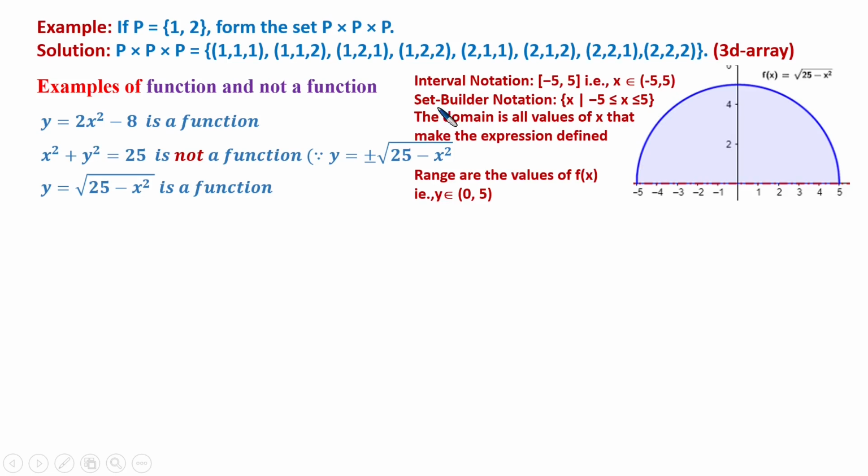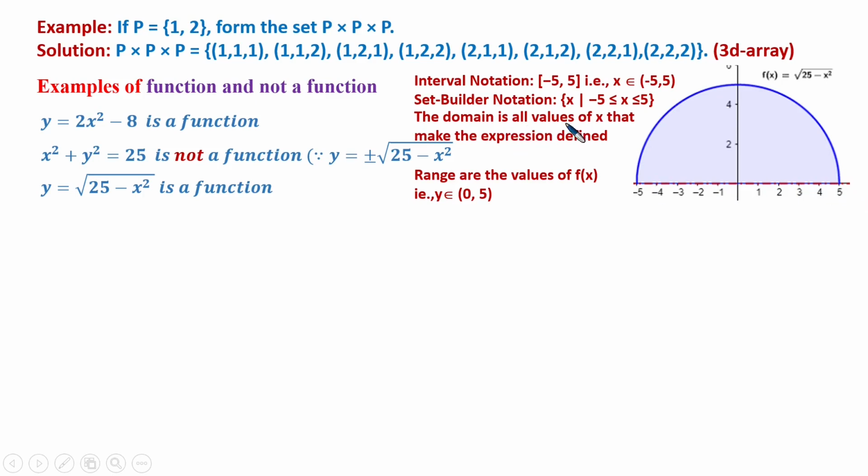Why this is a function I have explained here. You see here, if x goes more than 5, then this becomes a negative number, so it will be a complex number. So it has a range from minus 5 to 5, and beyond that value this quantity will become negative and it will become a complex number. So here the interval notation I write from minus 5 to plus 5, I have drawn here, and x belongs to [-5, 5]. So in set builder notation, it is x such that minus 5 is less than or equal to x is less than or equal to 5.